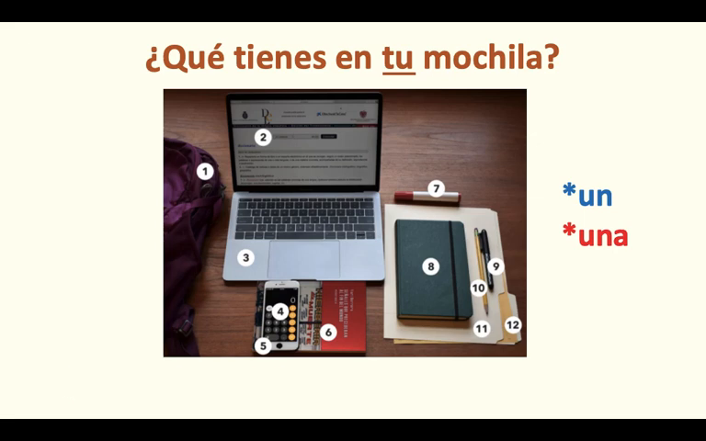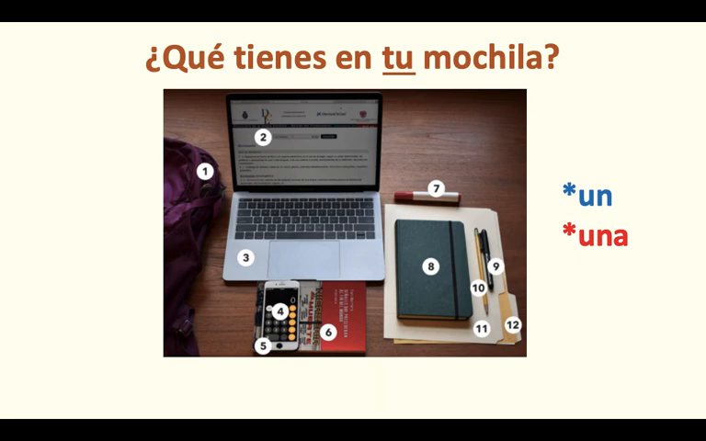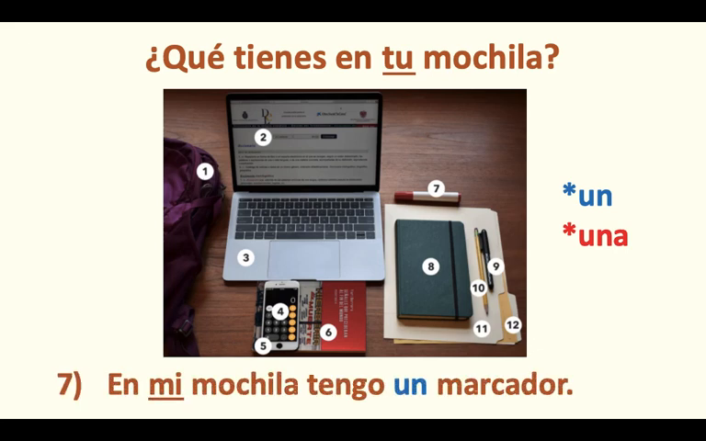Muy bien. Continuing, ¿qué tienes en tu mochila? Número 6. En mi mochila tengo un libro. And hopefully you weren't too confused about the phone and the calculator being the same thing. One and the same these days, right? And let's continue. ¿Qué tienes en tu mochila número 7? En mi mochila tengo un marcador.